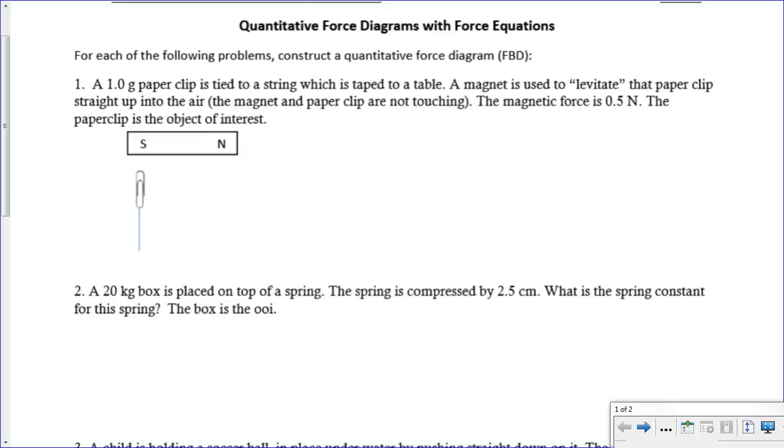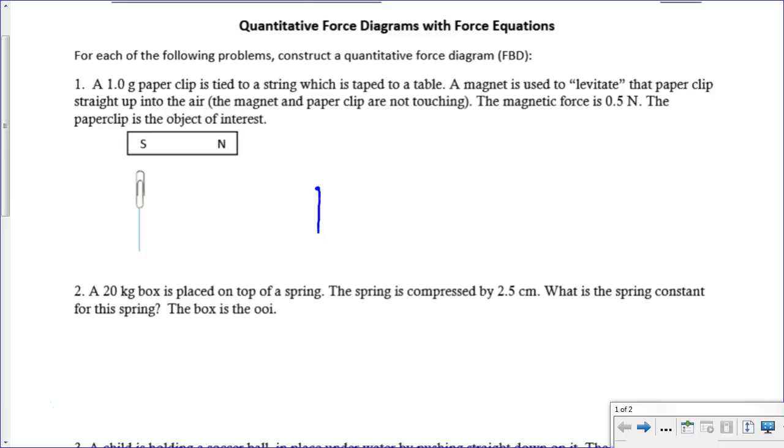This first one here, what we've got is a magnet pulling up a paper clip, but a string is holding it down. It's taped onto a table. And so we have to think about what different forces might be acting on the paper clip. So the first step, we're going to make an FBD for this. You have to think about some different things.